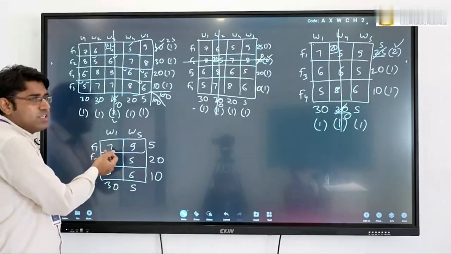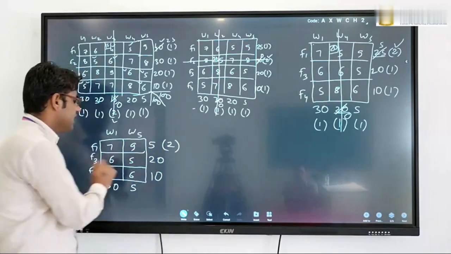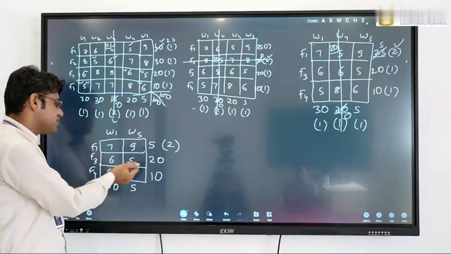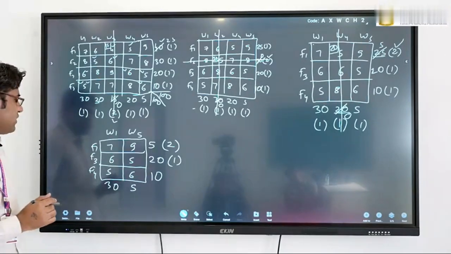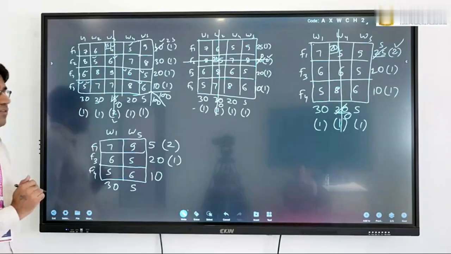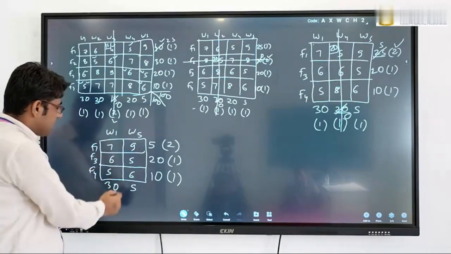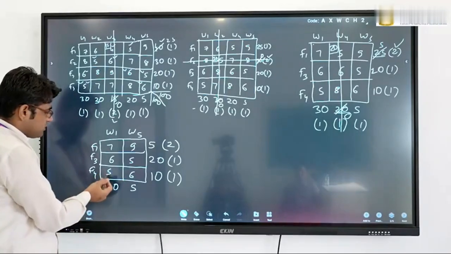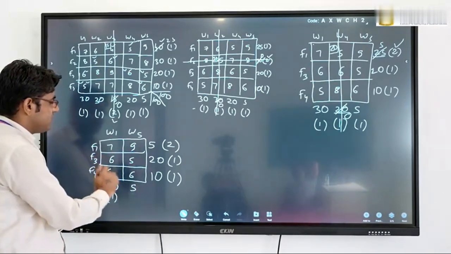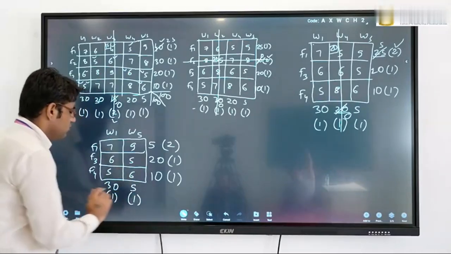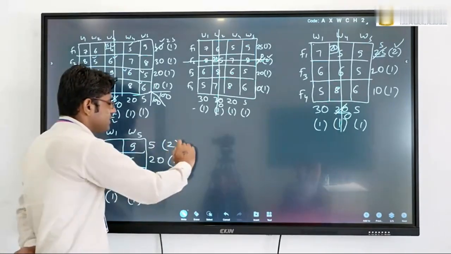In the first row, smallest is 7 and second smallest is 9, so the difference of 7 and 9 is 2. In the second row, smallest is 5 and second smallest is 6, the difference is 1. In the third row, smallest is 5 and second smallest is 6, so the difference is 1. Similarly, we find the penalties of the columns. In the first column, smallest is 5 and second smallest is 6, so the difference is 1. In the second column, smallest is 5 and second smallest is 6, so the difference is 1. Now we check the largest penalty. Here the largest penalty is 2.